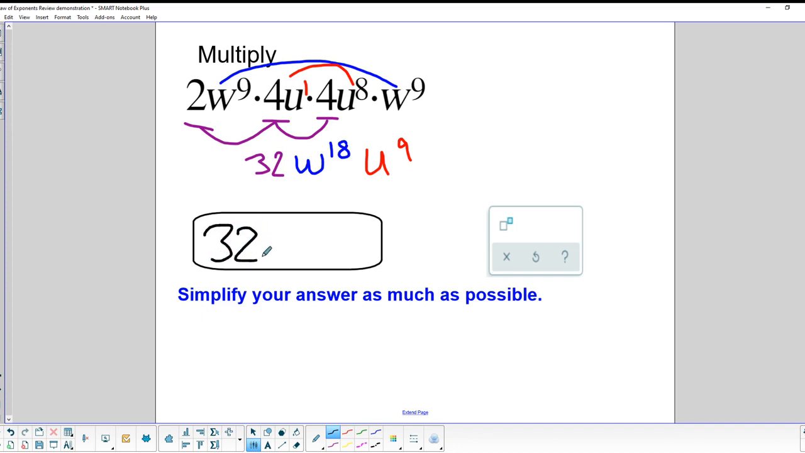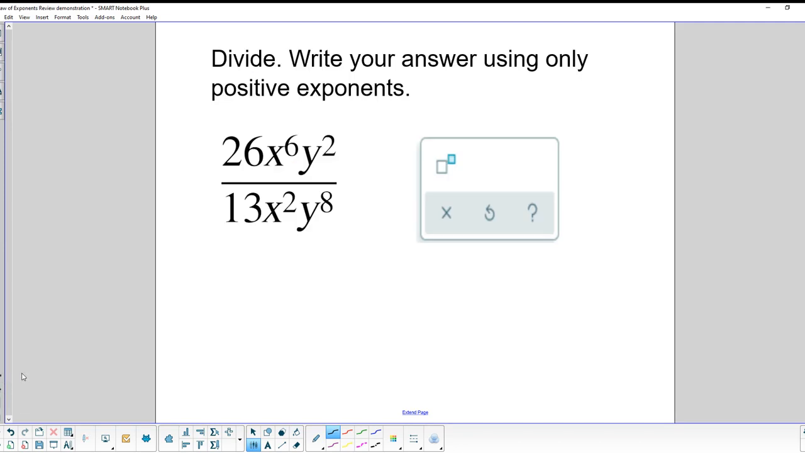32 w to the 18th, u to the 9th. And keep in mind that for all of these answers, you have this little button that you can push that allows you to type in exponents easily anywhere that you need to have them in your answer. Okay, now we have one where we're actually dividing a monomial by a monomial.